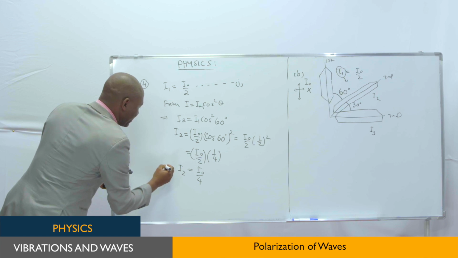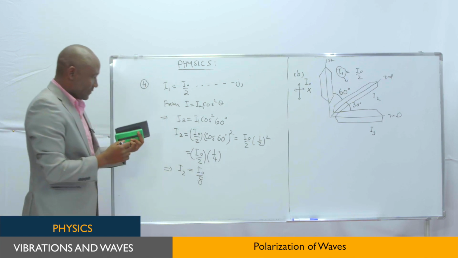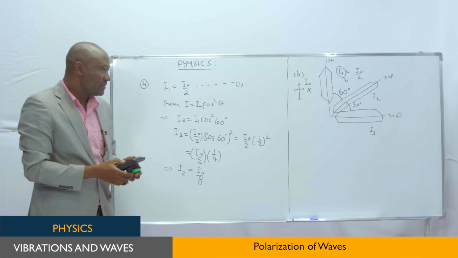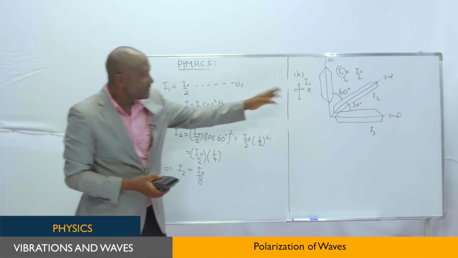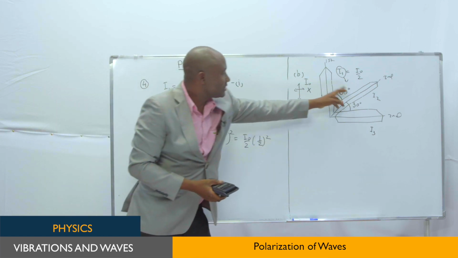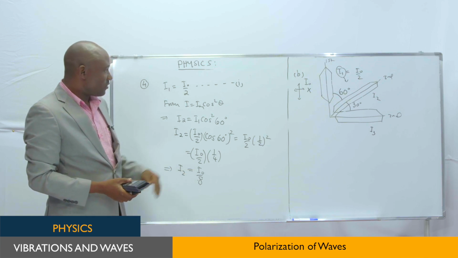So from there you can see how much will be produced from the second polarizer here. From this, we get I2 equals I naught over 8. What will be the final intensity now?